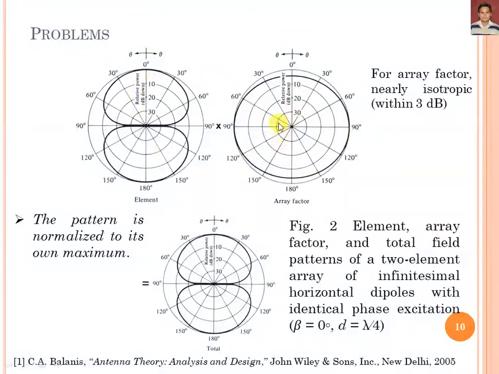When we multiply these two plots using the pattern multiplication theorem, we will get a radiation pattern similar to that of the individual element, because at 90 degrees when we multiply we have the nulls. So you can see here the nulls occur at theta equal to 90 degrees, and this is valid for beta equal to 0 degrees and d equal to lambda by 4. So this is the important conclusion for the two element array when the two elements are spaced by lambda by 4 distance and the progressive phase shift is equal to 0.